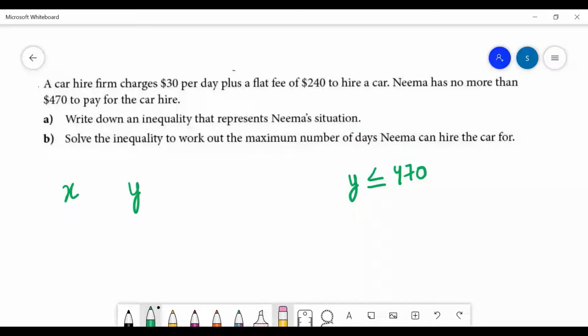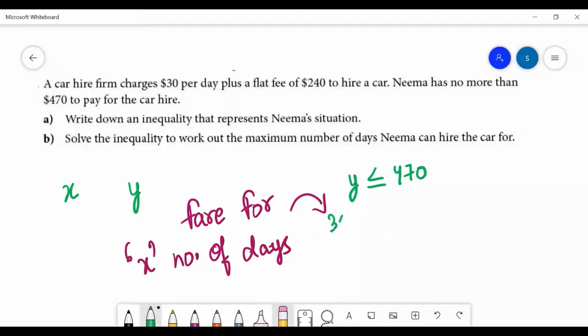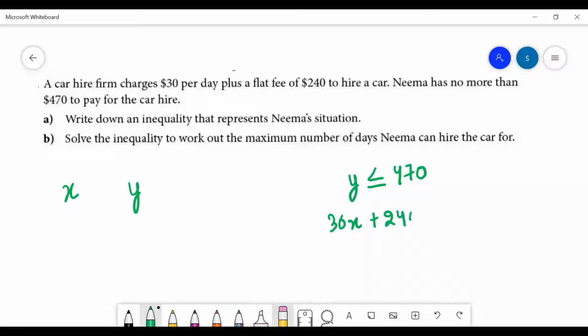Now the inequality which gives us the fare for x number of days is 30x + 240. Depending on the value of x, if you substitute it there, you get the amount of fare that she has to pay. Here, 30x + 240 should be less than or equal to 470. The reason for that is the amount of money that Nima has is only $470. So the amount of fare that she can afford should be less than or equal to 470.